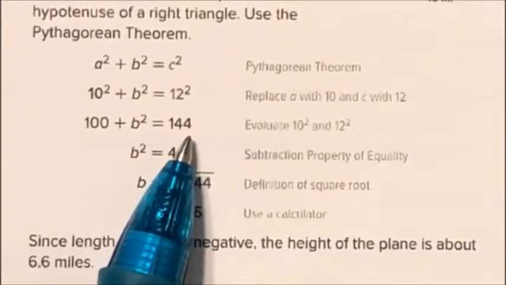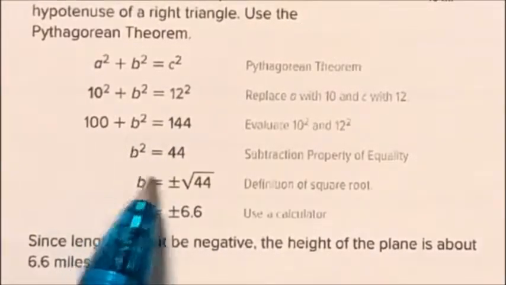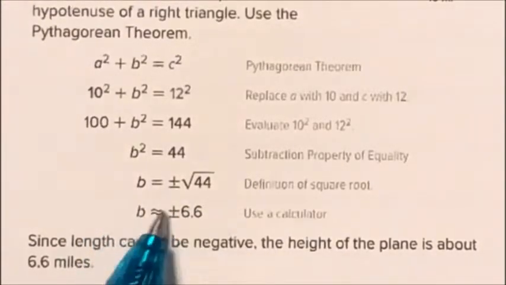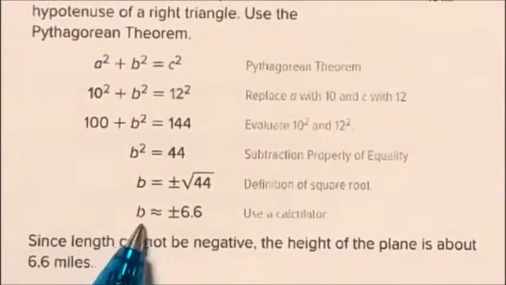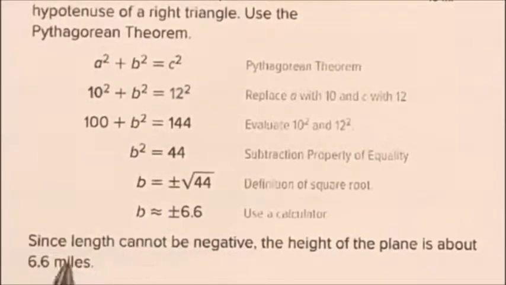By the subtraction property of equality, I can subtract 100 from both sides. So I get b squared equals 44. And then I take the square root of both sides. So b is approximately plus or minus 6.6. And since length cannot be negative, the height of the plane is about 6.6 miles.